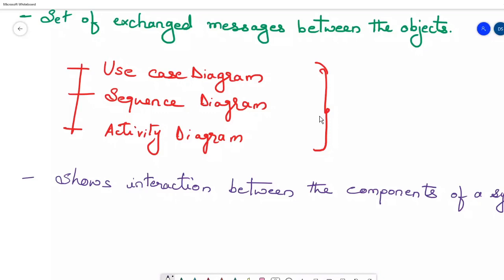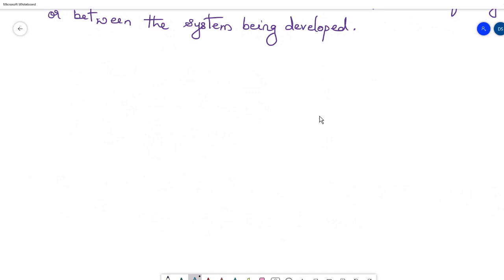Now, what is the purpose of drawing this interaction model? If we are studying any topic, it should always be clear in our mind what the reason for studying it is. So let's understand the purpose of the interaction model.